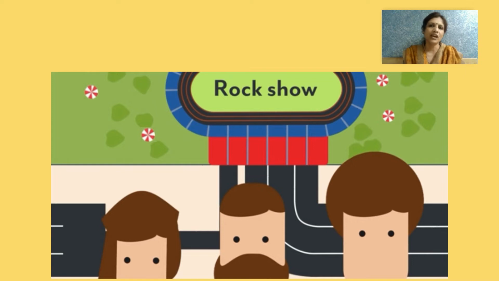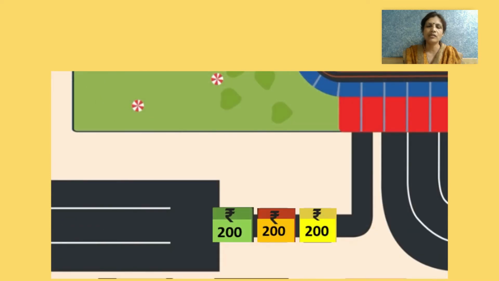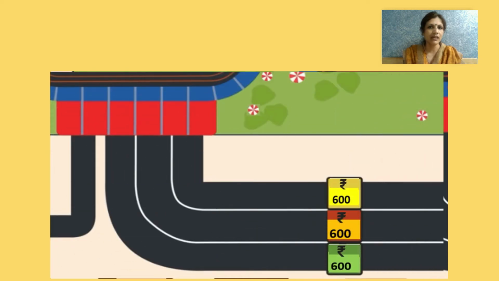One of the members of the committee suggested that we will keep the counters in this manner, 3 counters one after the other, and every person who is entering the stadium will pay rupees 200 at every counter. So each person will pay 600 and enter the stadium. The other member of the committee suggested that we can keep the 3 counters in this manner, and each person entering through each counter will pay 600 rupees and enter the stadium.